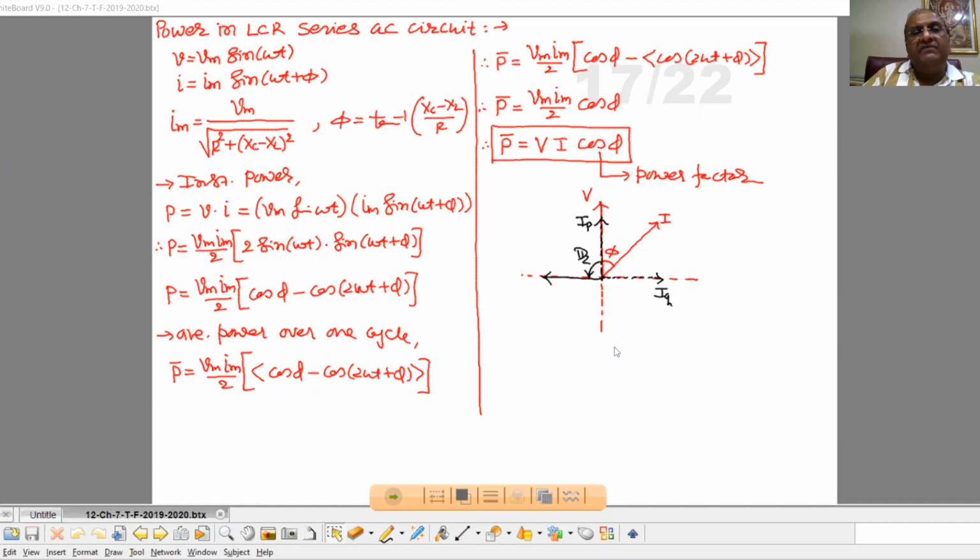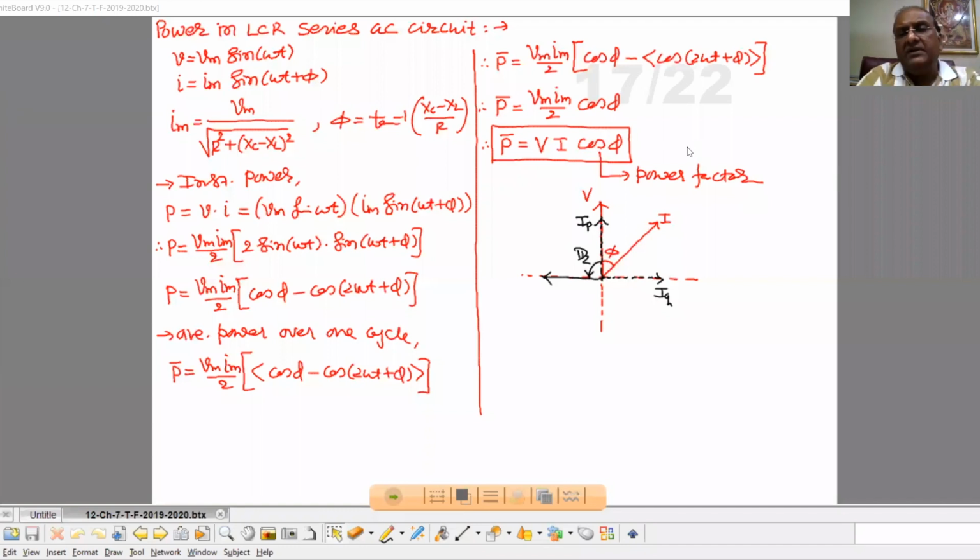Now the equation of average power P, that is equal to V I cos phi, where cos phi, that is called power factor. Means here we can observe this thing in LCR series AC circuit. Power not only depends on voltage and current, but it also depends on the phase difference between voltage and current.